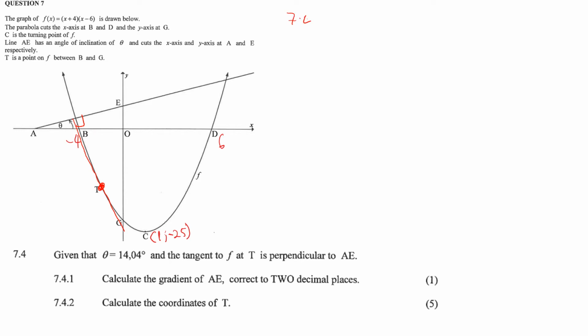7.4.1, they want you to calculate the gradient of AE, right? Calculate the gradient of AE. So you'll notice that you are given the angle of inclination there, which is 14.04 degrees. Okay, so you might be confused.